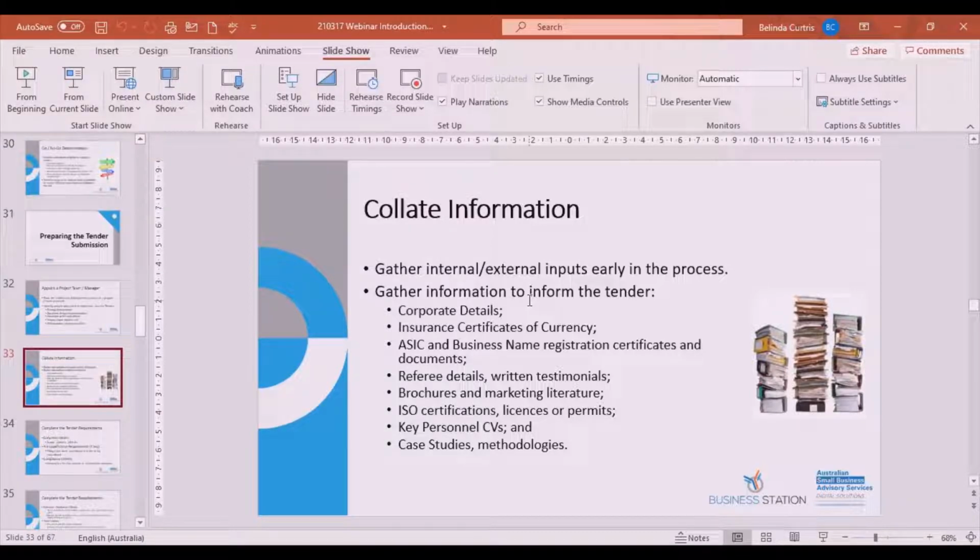So when I talk about case studies, one of the questions you're going to get in the tender is around demonstrated history of completing similar work. So the way that you answer that is by preparing a case study of a job that you've done previously that's similar to this tender. So I'll talk a little bit about that later on.